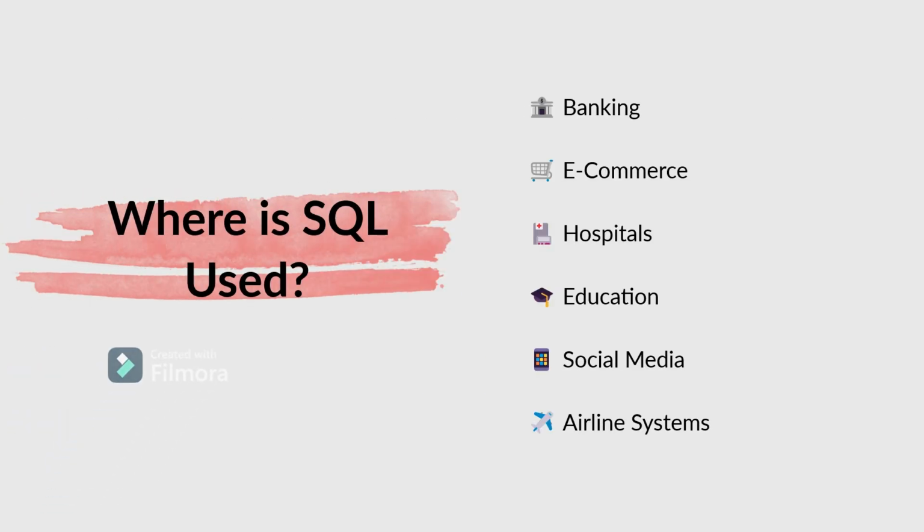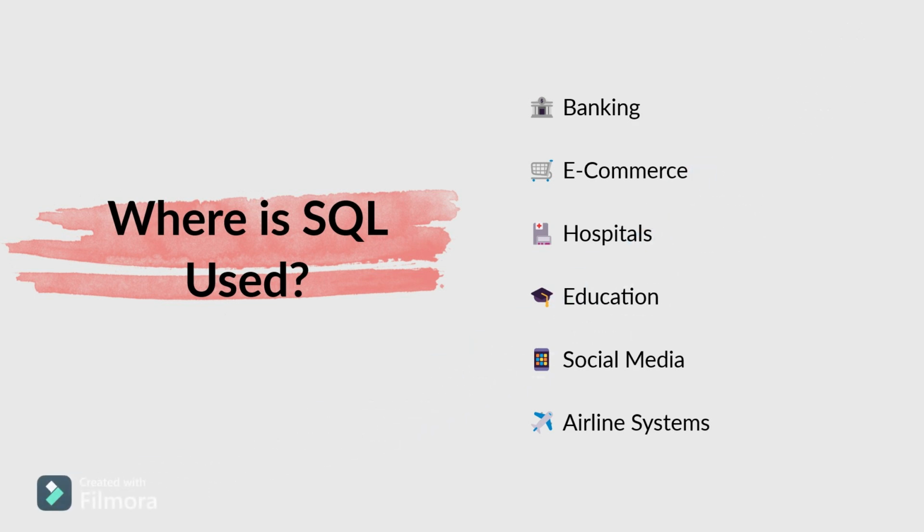Now that we know what SQL is and what a database is, let's explore where SQL is used in the real world. SQL is used in almost every industry because almost every organization needs to store and manage data. In the banking sector, SQL is used to manage customer accounts and transactions. E-commerce websites use SQL to store product information, customer details, and order history.